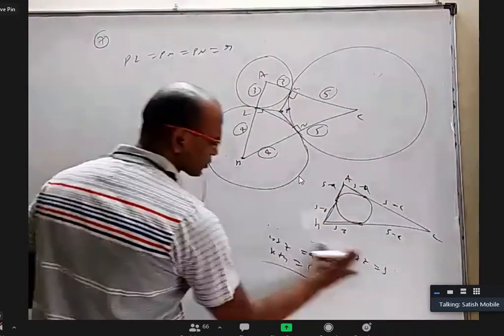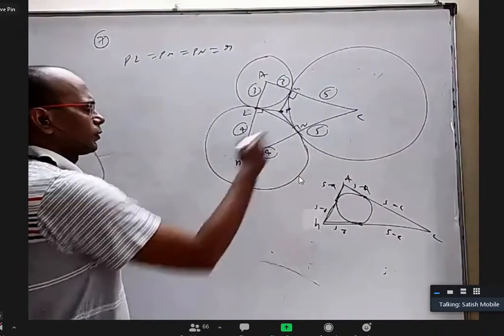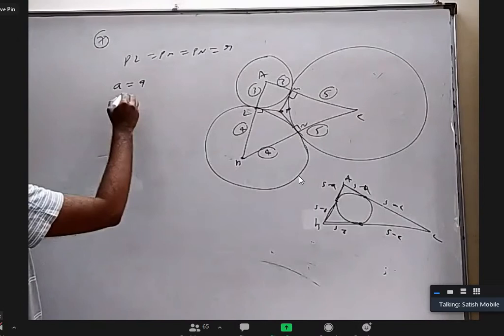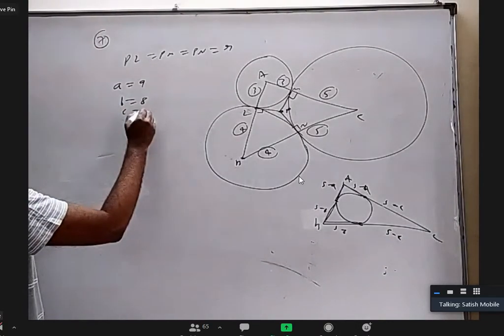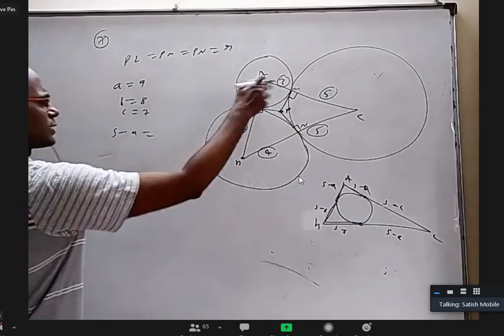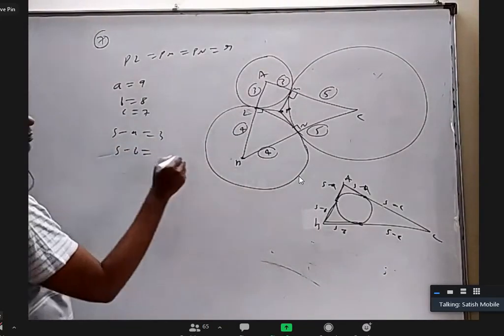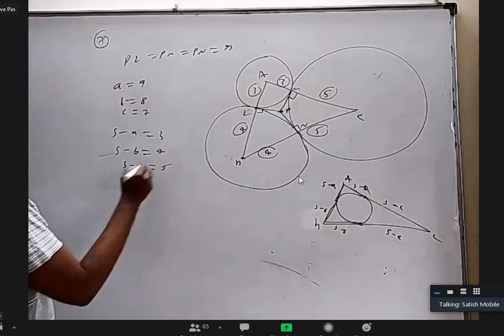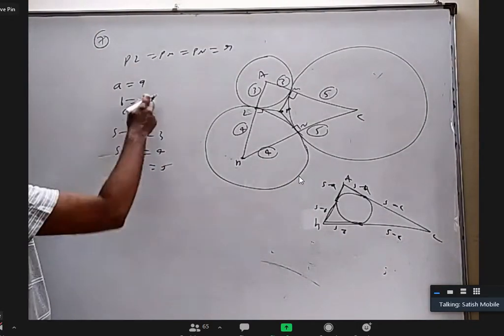If you remember that, it is good. If you don't remember, also not a problem, because you know the values of a, b, c. A is 9 here, B is 8 here, C is 4 plus 3 is 7. But I know directly that S minus A is 3, S minus B is 4, and S minus C is 5. From this you can find this, from this you can find this, up to you.